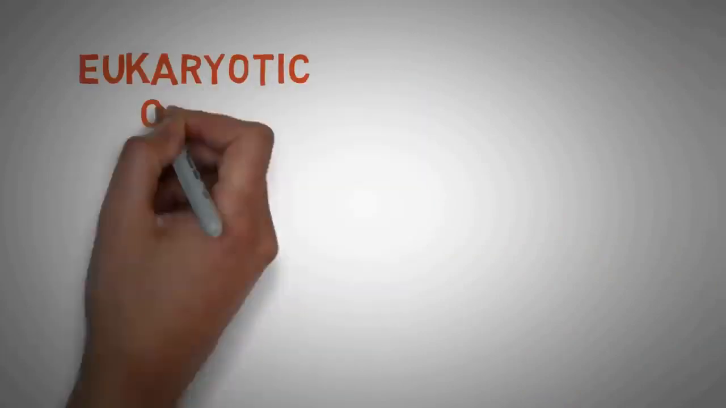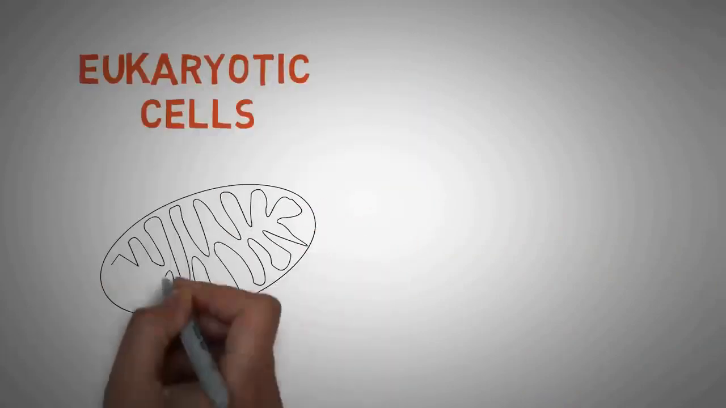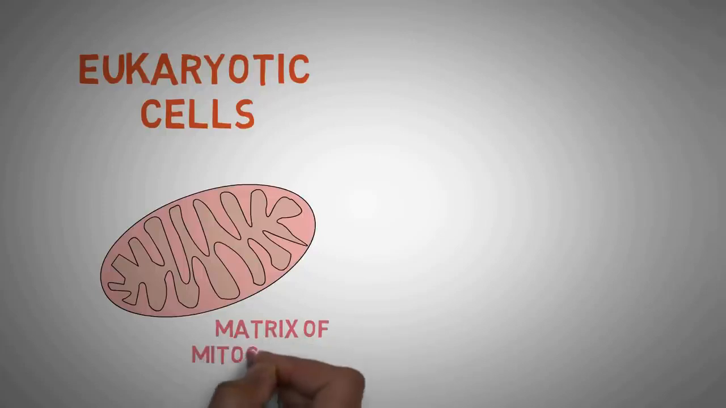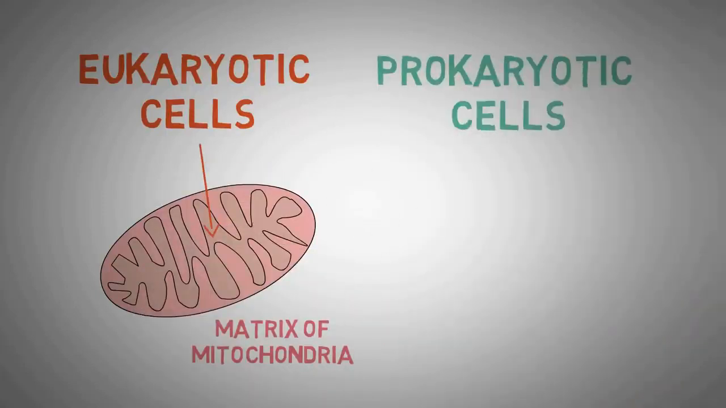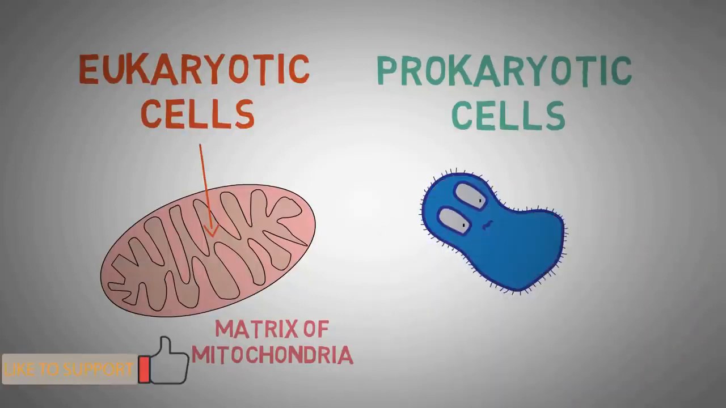So in eukaryotic cells, the citric acid cycle occurs in the matrix of the mitochondria. In the prokaryotic cells such as bacteria, which lack mitochondria, the citric acid cycle is performed in the cytosol.